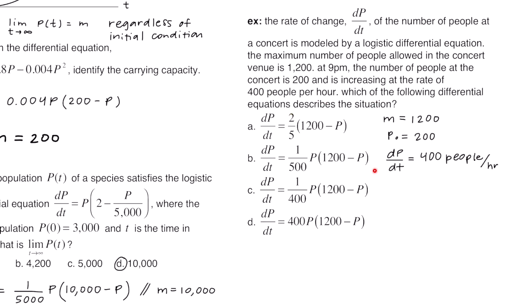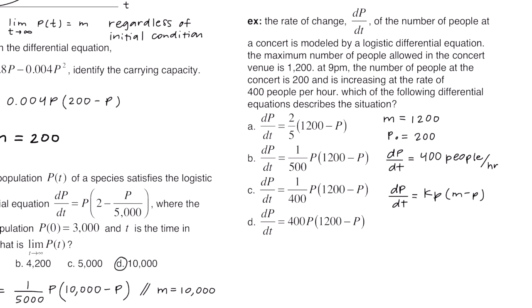So I want to identify a couple of things. The maximum number of people allowed in the concert venue is 1,200, so that's our carrying capacity. At 9 p.m., the number of people at the concert is 200, so that's our initial population. And it says that the population is increasing at a rate of 400 people per hour. So that's going to be our dp/dt.